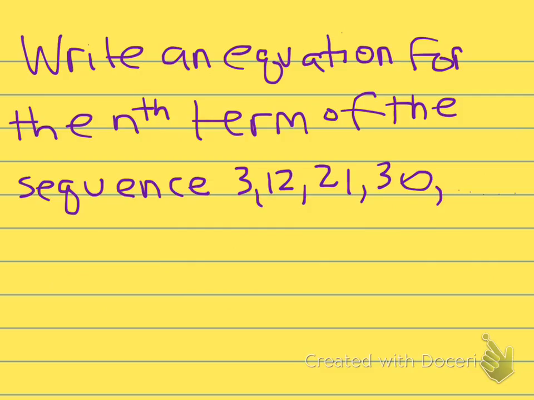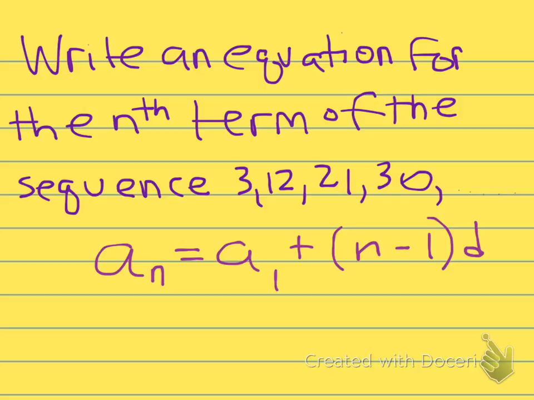Here we need to write an equation for the nth term of the sequence. So the equation we use here for sequences is this. We're going to leave n as n and then plug in everything else and simplify. So the sequence starts with the number 3. That's going to go in for a sub 1. Then we have plus n minus 1 stays there. And the d is the common difference. So from 3 to 12, that's adding 9, 12 to 21, adding 9. So it looks like the pattern is adding 9, so that's going to be a 9.